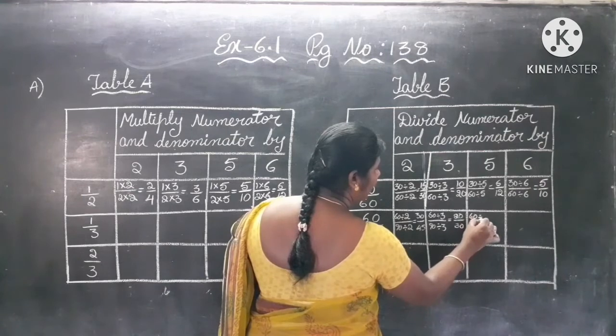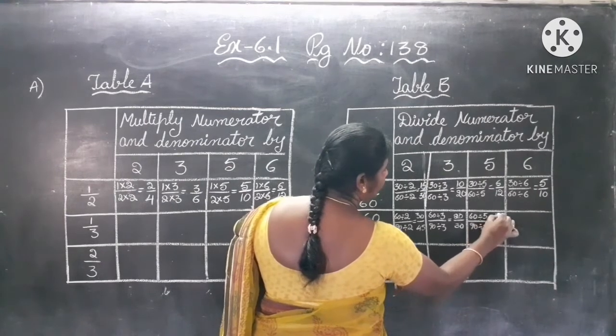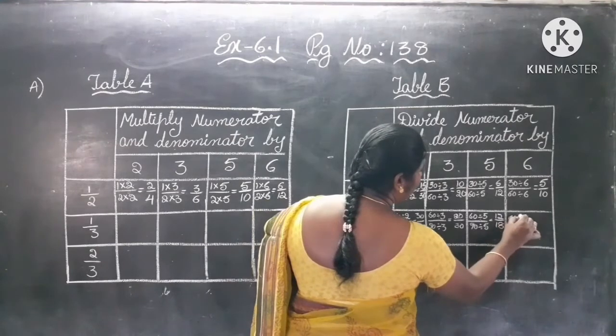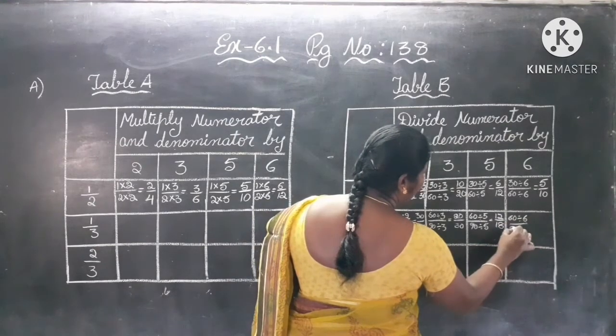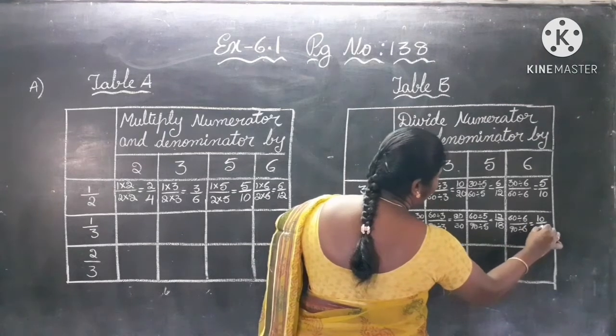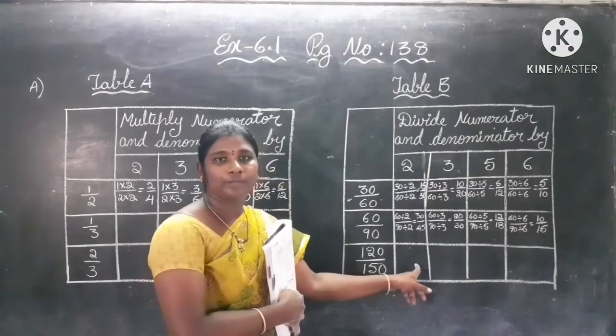Again 60 divided by 5, 90 divided by 5. 5 12s are 60, 5 18s are 90. Again 60 divided by 6, 90 divided by 6. 6 10s are 60, 6 15s are 90. So do this one on your own.